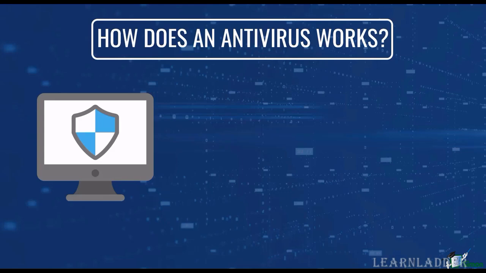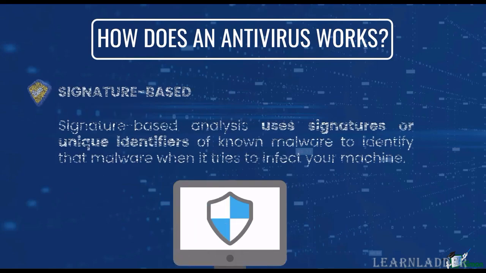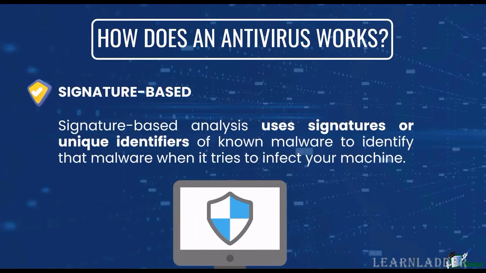How does one of these antiviruses work? An antivirus can work in several ways, including signature-based, anomaly-based, or behavior-based analysis. The signature-based analysis uses unique identifiers of known malware to identify that malware when it tries to infect your machine.